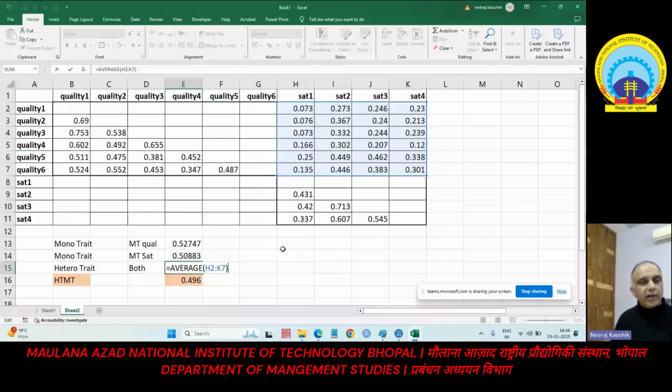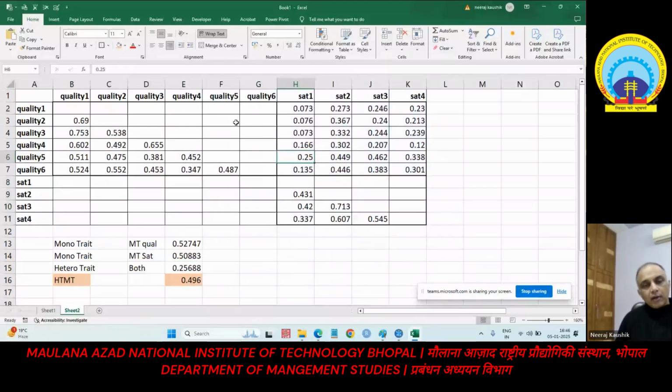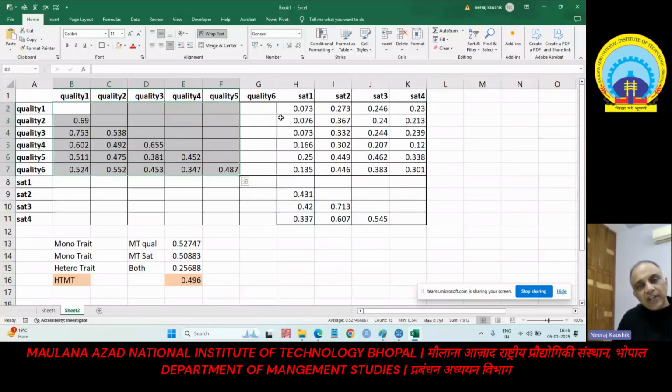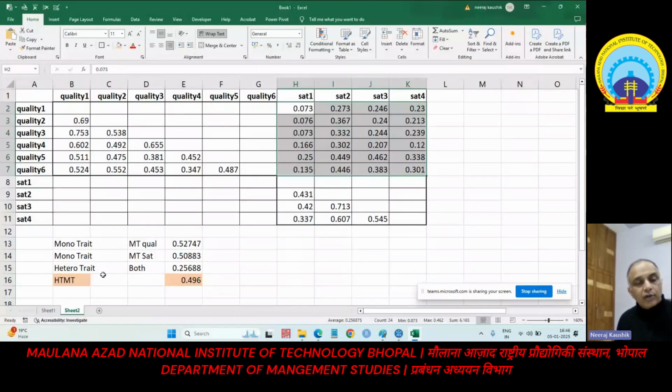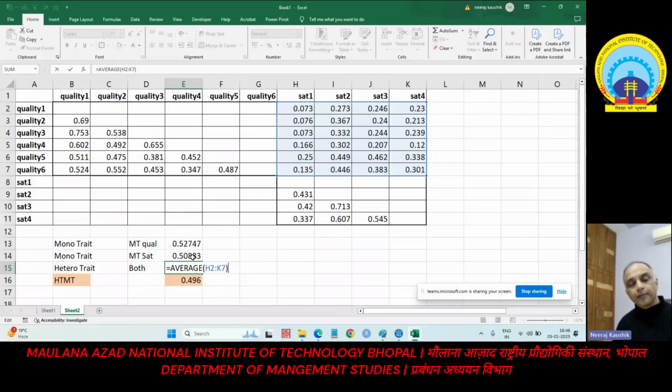Remember how I started? I started with the correlation coefficient of everyone with everyone. I removed this half of the table because this was repeating. I removed this half because this was again the same. Only one value I have taken. The average of all of this is called the monotrait. For quality, all these items, monotrait. For both against each other, it is called the heterotrait. The average of all I have taken.